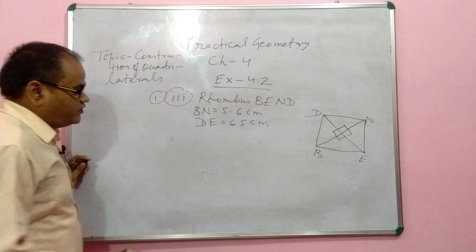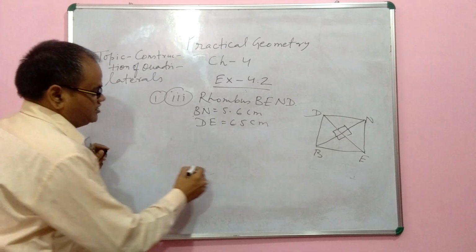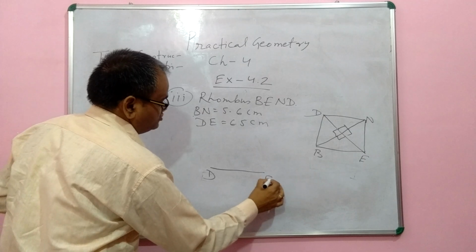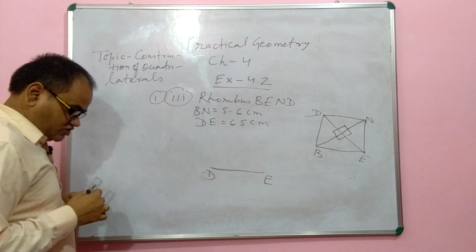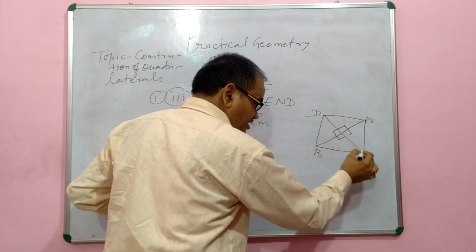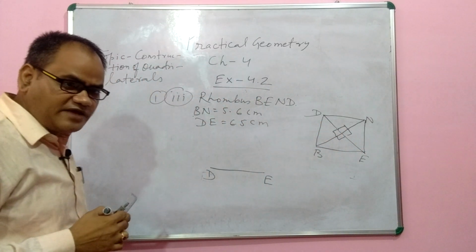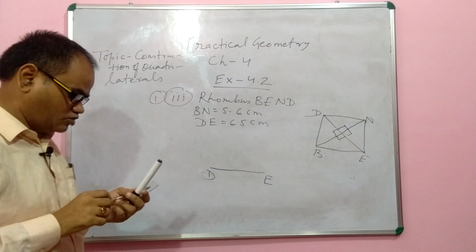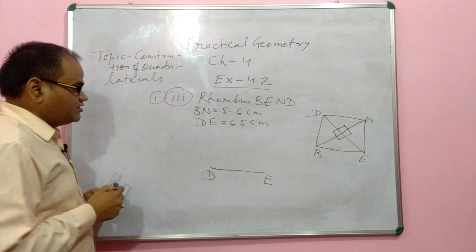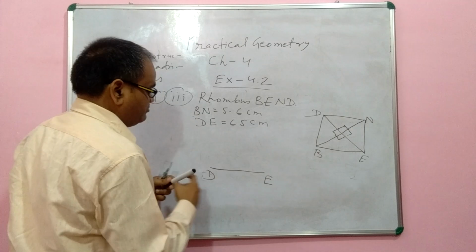Look here. First, you will draw diagonal DE. This is your diagonal. In these questions, BN is your base, but don't take BN. You have to take DE, your diagonal, because with the help of diagonals you have to construct this rhombus. Now, what is the length of DE? 6.5 centimeter. You have to draw 6.5.